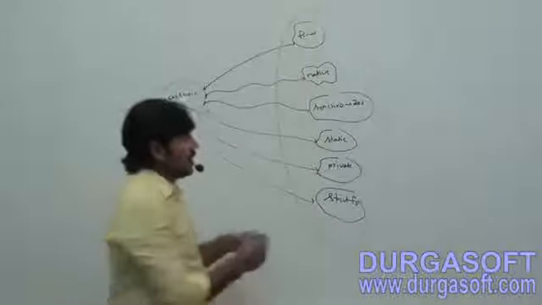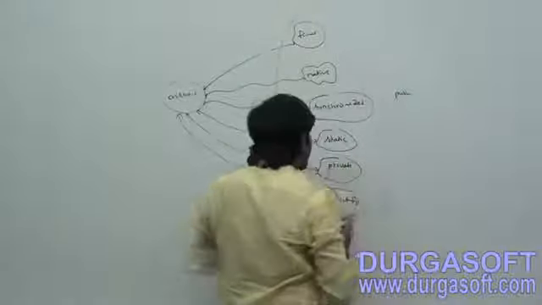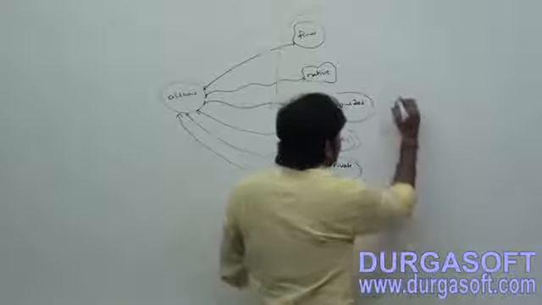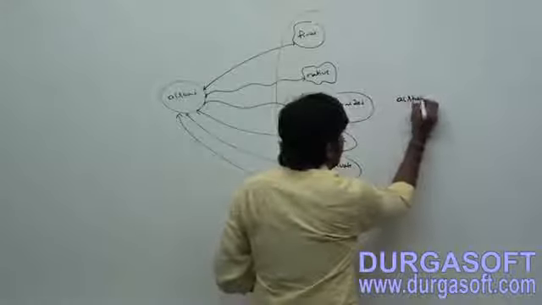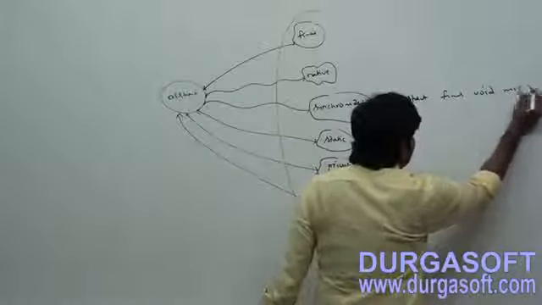Now let me declare one method, just observe. public, anyway or otherwise. So here just observe: abstract final void m1 method.